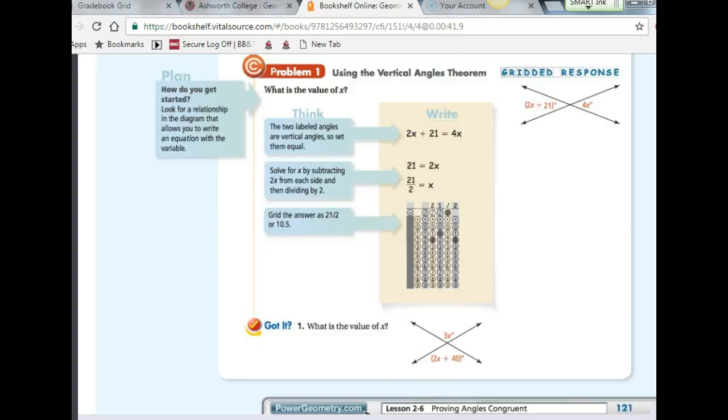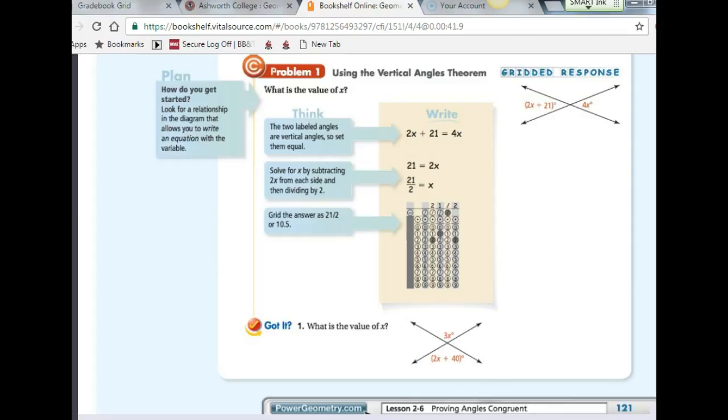Hello again. We are looking at problem number 1 found in your Geometry Part 1 textbook. This is lesson 2-6, proving angles congruent. Found on page 121 of your textbook is problem number 1.